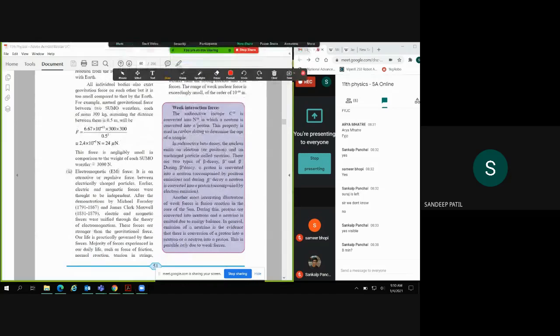So they have given a small example of the weak interaction force. The radioactive isotope carbon-13 is converted to nitrogen-14, in which a neutron is converted into a proton. So we have seen that neutrons are inside the nucleus, right? It converts into a proton. This property is used for carbon dating to determine the age of a sample. So this carbon dating is generally used for the age of samples.